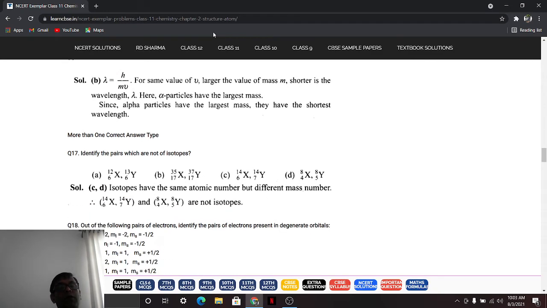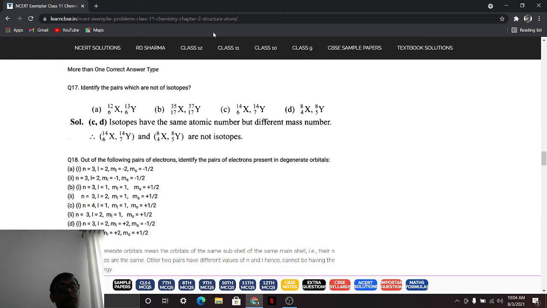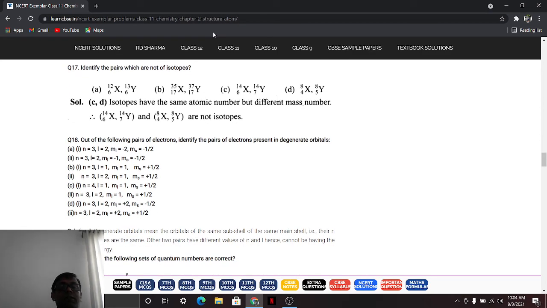Now, more than one correct answer type questions. Identify the pairs which are not isotopes. C and D are not isotopes, because they have atomic numbers 6 and 7, and 4 and 5. Isotopes must have the same atomic number but different mass numbers. Therefore, C and D are not isotopes. Out of the following pairs of electrons, identify the pairs of electrons present in degenerate orbitals.